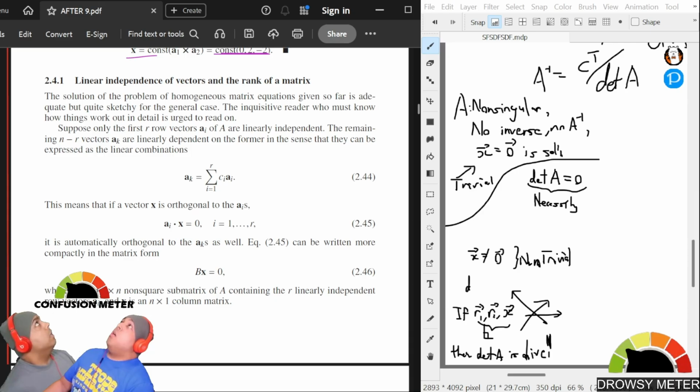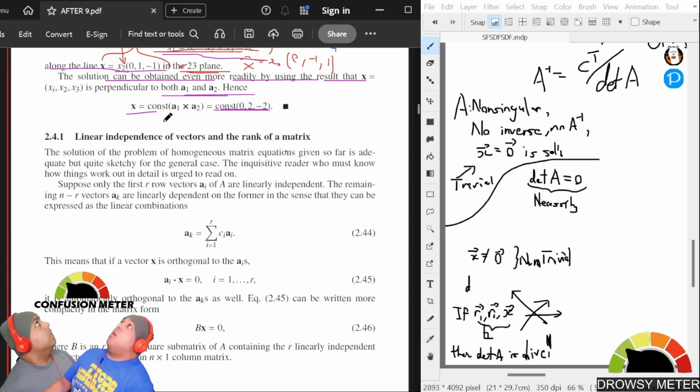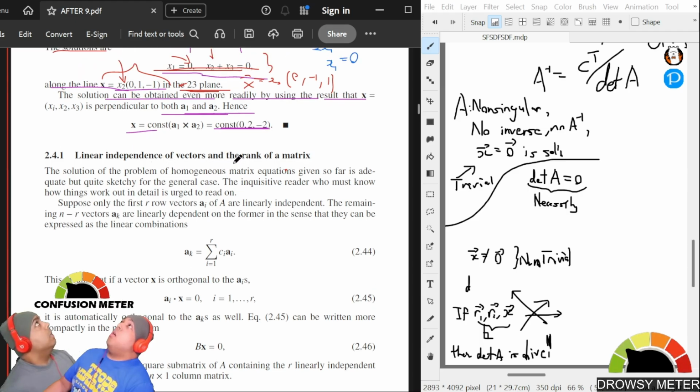Linear independence of vectors and the rank of a matrix. The solution of the problem of the homogeneous matrix equation given so far is adequate, but sketchy for the general case. The inquisitive reader who must know how things work out in detail should read on.